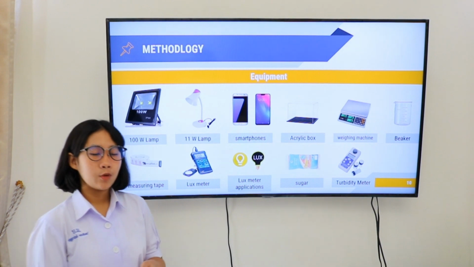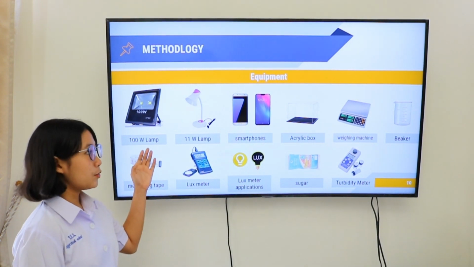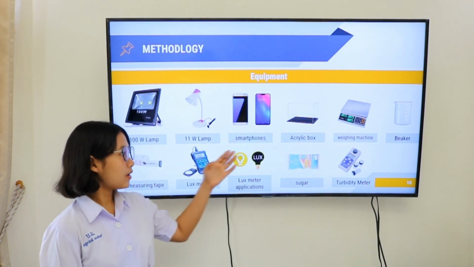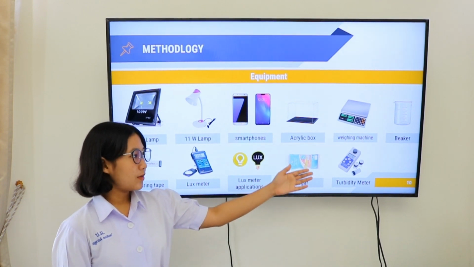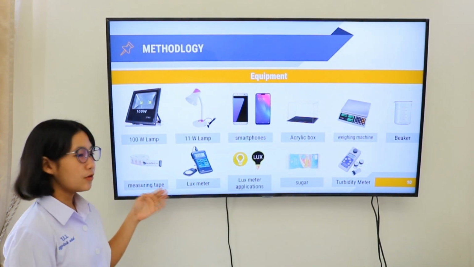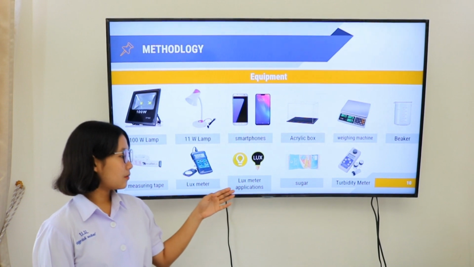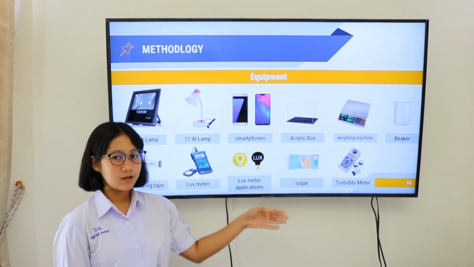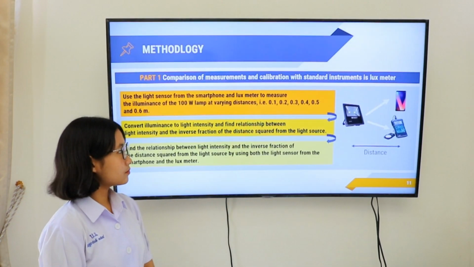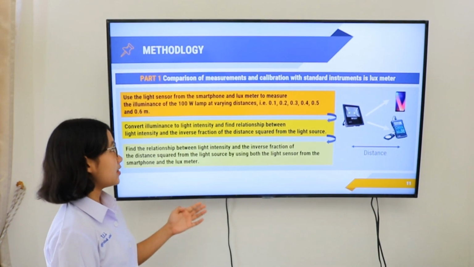So this is all my equipment: the 100 watt lamp, 11 watt lamp, smartphone's acrylic box, weighing machine, beaker, measuring tape, lux meter application, sugar, and turbidity meter. So this is my methodology.